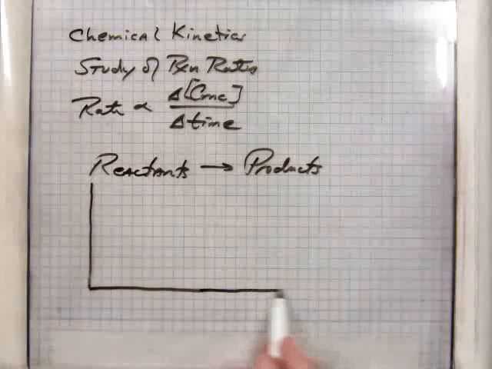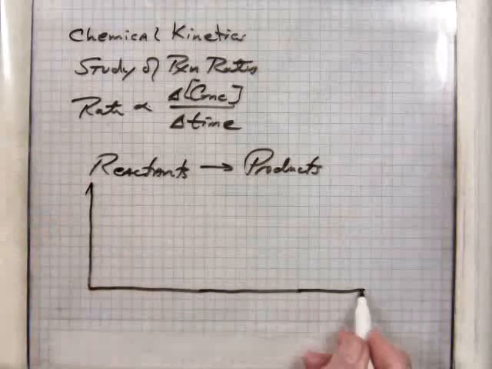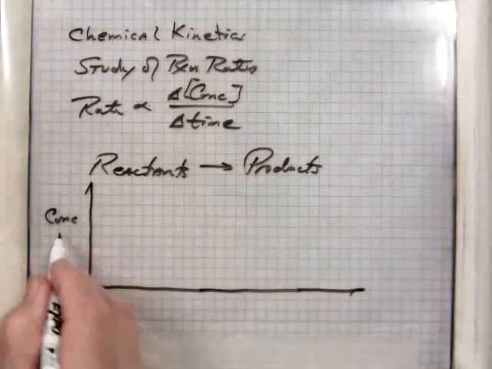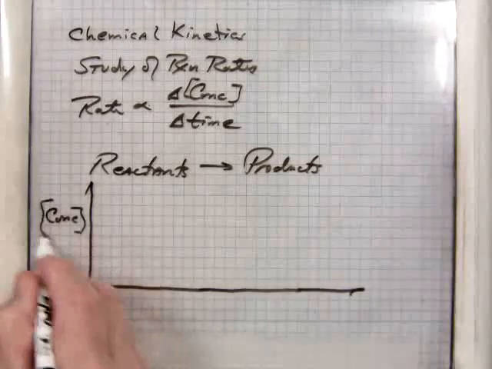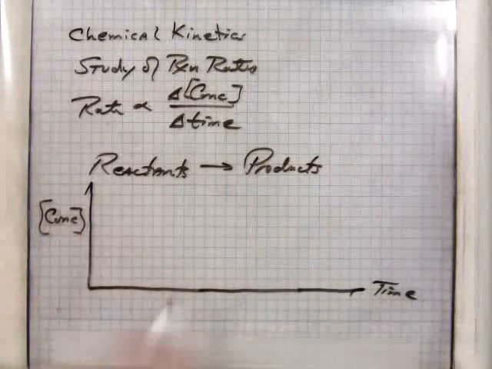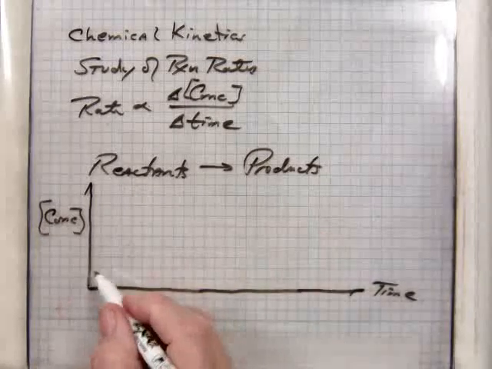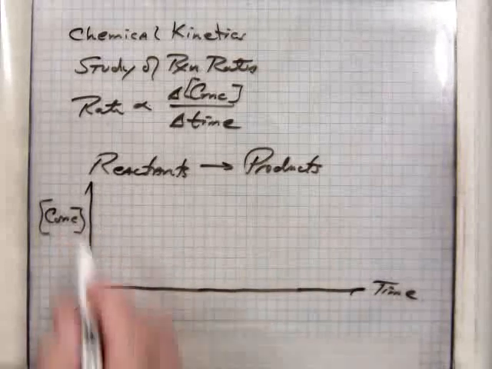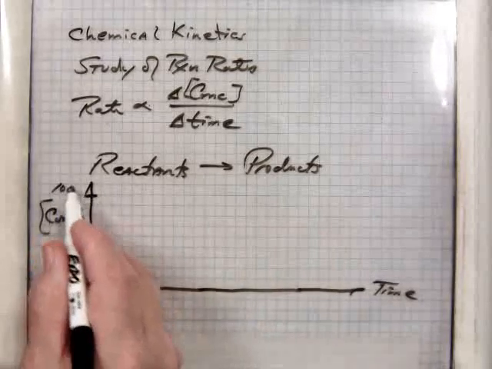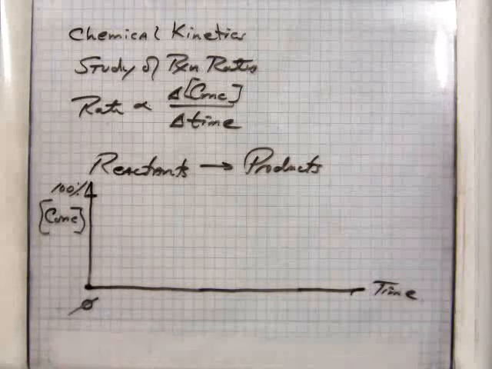So this is a simple graph that we all can relate to pretty easily. This is concentration, typically in molar concentration. The brackets will be moles per liter, and time will refer to the horizontal axis. And reactants going to products, when at time 0 we have 100% reactants and 0% products.